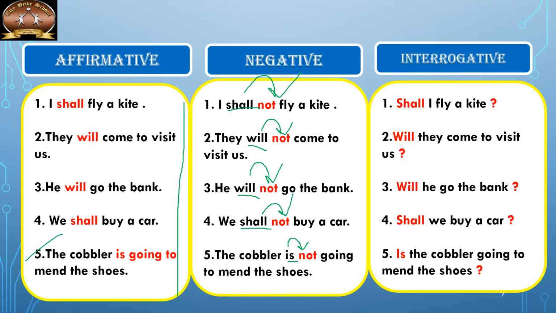Interrogative, same rule for yes and no type of questions. The rule is the same: bring the helping verb in front, or begin the sentence with the helping verb. So, shall I fly a kite? Will they come to visit us? Will he go to the bank? Shall we buy a car? Is the cobbler going to mend the shoes?